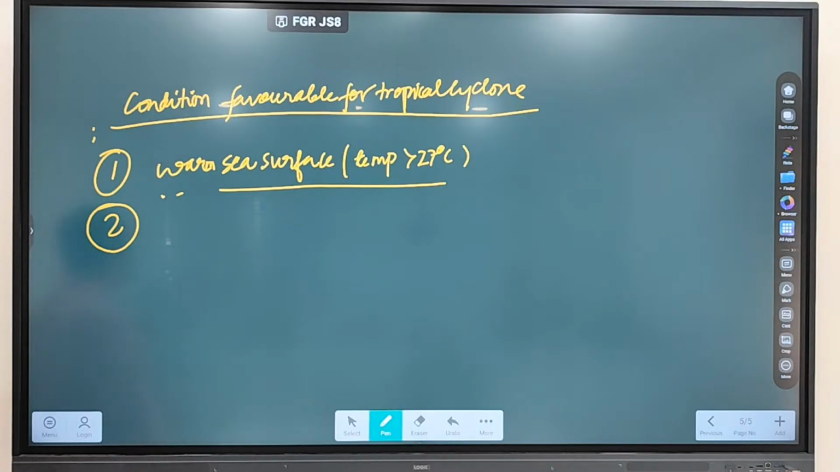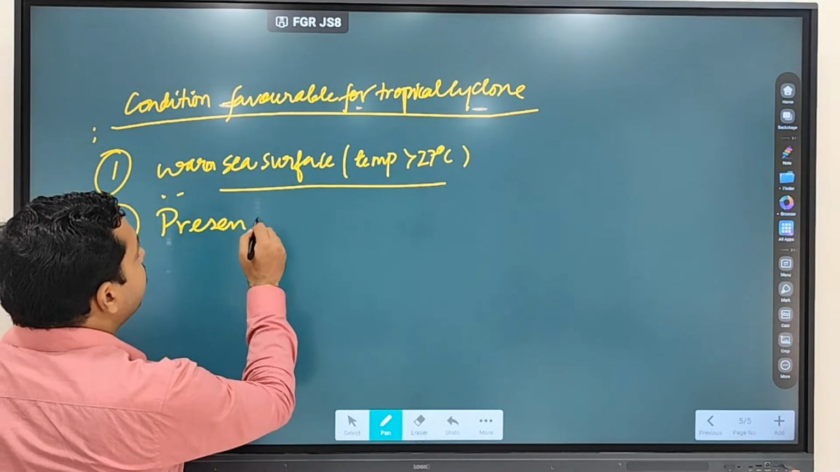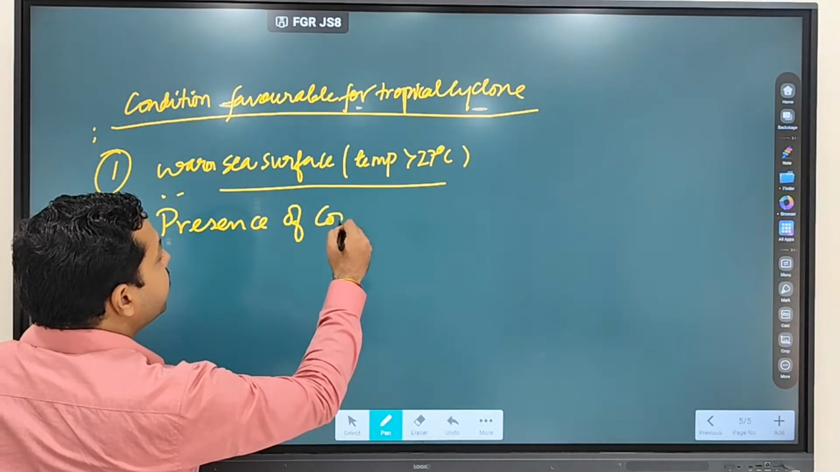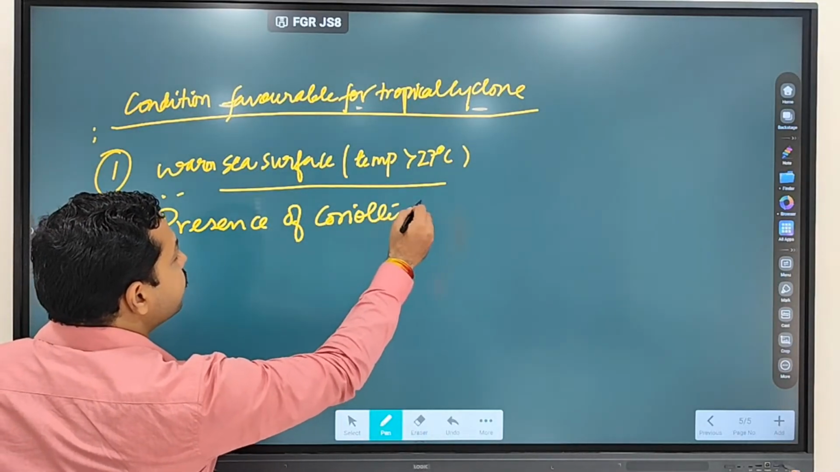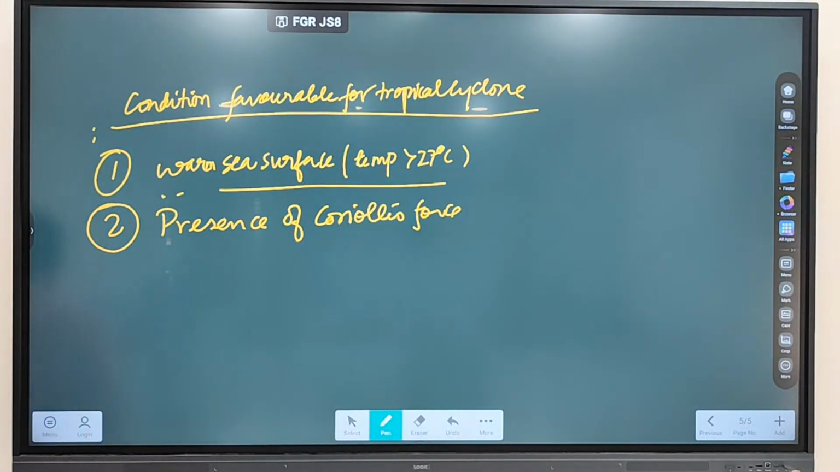Second thing, how are rotating winds going to be formed? When you have the presence of which force? Coriolis force, which is causing the wind to deflect and rotate. It is the Coriolis force. Okay, so the presence of Coriolis force is required. Clear?